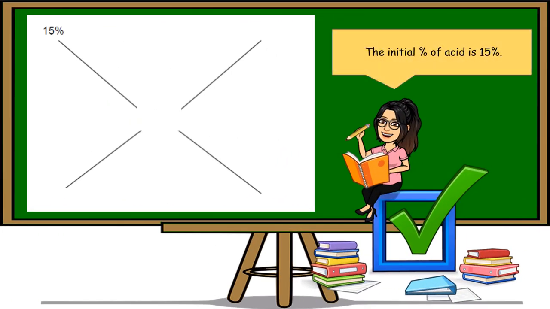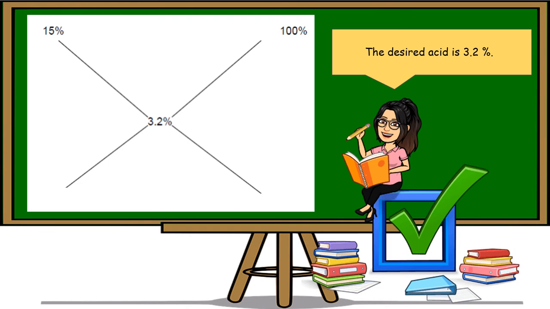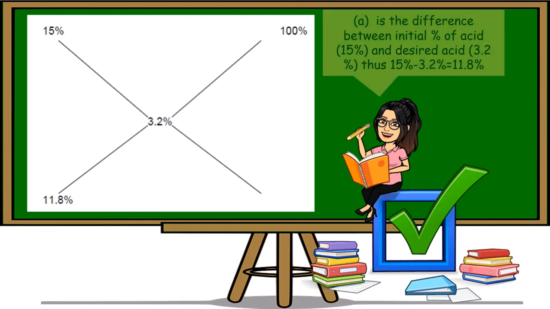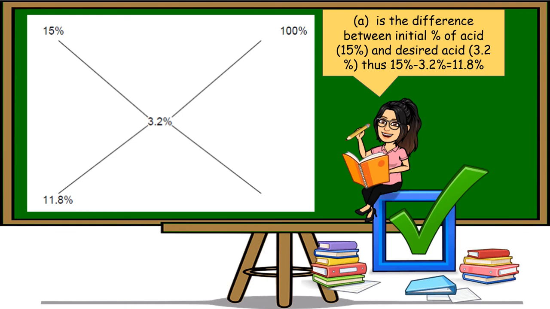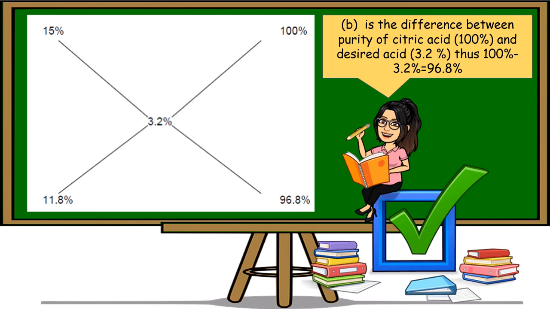The initial percent of acid is 15%. The purity of citric acid is 100%. The desired acid is 3.2%. A is the difference between initial acid, 15%, and desired acid, 3.2%. Thus, 15% minus 3.2% is 11.8%. B is the difference between purity of citric acid, 100%, and desired acid, 3.2%. Thus, 100% minus 3.2% is equal to 96.8%.